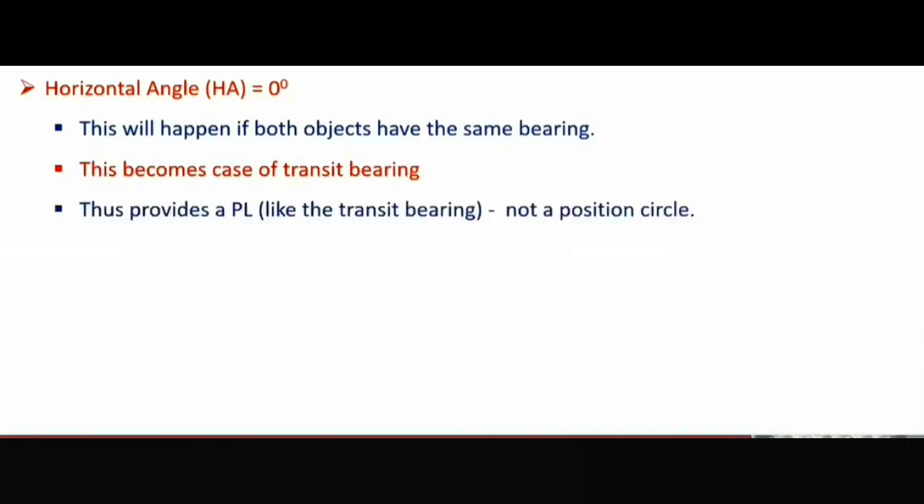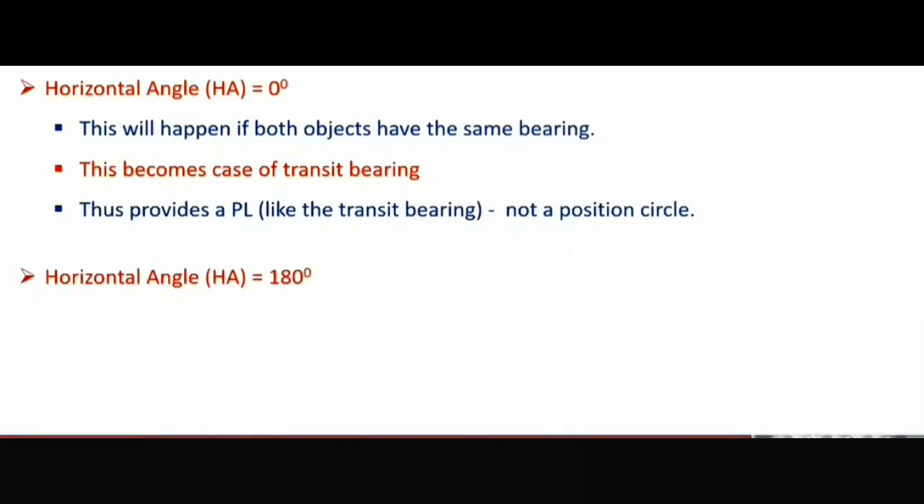सर ट्रांसिट बेयरिंग। वेरी गुड बेटा, वेरी गुड। इट विल बी ए केस ऑफ ट्रांजिट बियरिंग, क्योंकि दोनों ऑब्जेक्ट एक ही डायरेक्शन में आ जाएंगे, एक ही बियरिंग में आ जाएंगे और ये ट्रांजिट बियरिंग बन जाएगी। हमें इस केस में PL मिलेगी। Means the bearing of both the objects is same. This becomes case of transit bearings. Thus, if horizontal angle is 0, it shall provide us a PL by transit bearing and not a position circle.